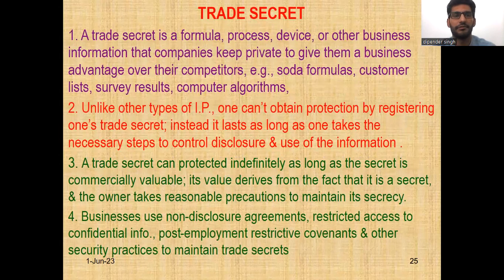Trade secret. Now, a trade secret is a formula, process, device, or other business information that companies keep private to give them a business advantage over their competitors. For example, soda formulas, customer lists, survey results, computer algorithms. Unlike other types of IP, one can't obtain protection by registering one's trade secret. Instead, it lasts as long as one takes the necessary steps to control disclosure and use of the information. A trade secret can be protected indefinitely as long as the secret is commercially valuable.